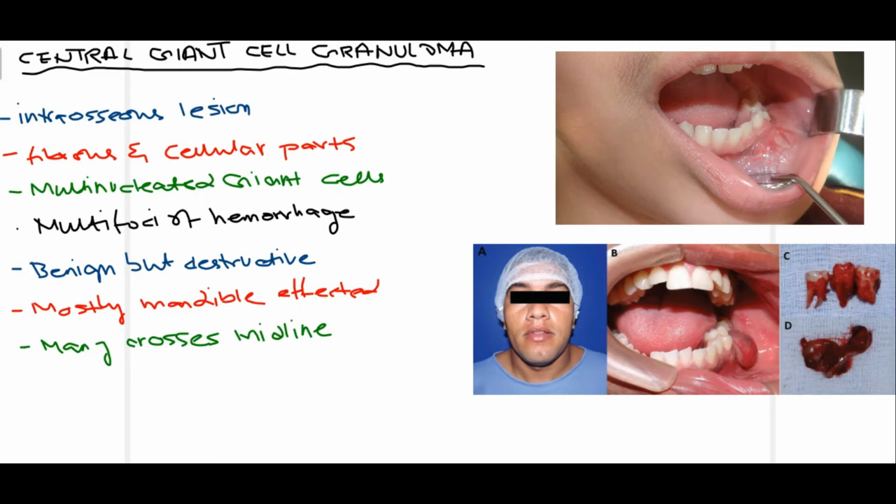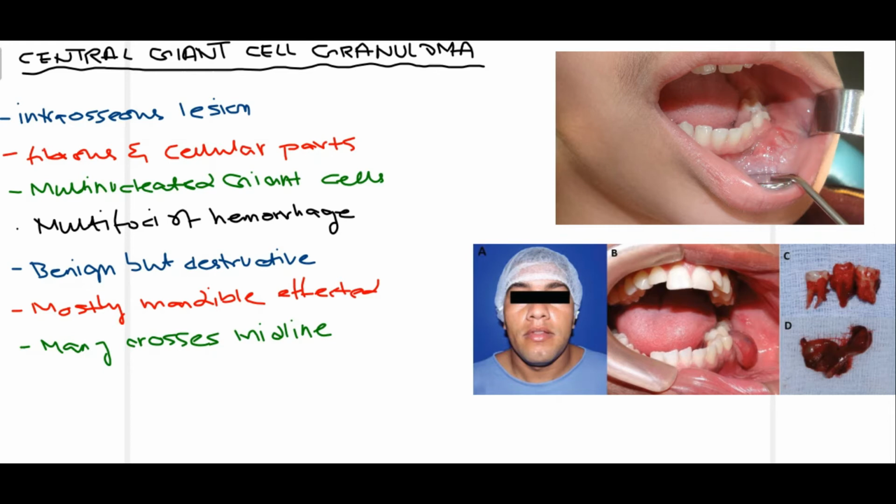Now, central giant cell granuloma is an intraosseous lesion. Now, what do we mean by intraosseous lesion? The intraosseous lesion basically means that the lesion is present inside the bone. Now, in this case, it's present inside the jaws. If you look at this clinical picture, you can see a swollen region that is present over here. So, some pathology is being developed in the mandible, and you can see the facial swelling that is occurring. So, this is an intraosseous lesion.